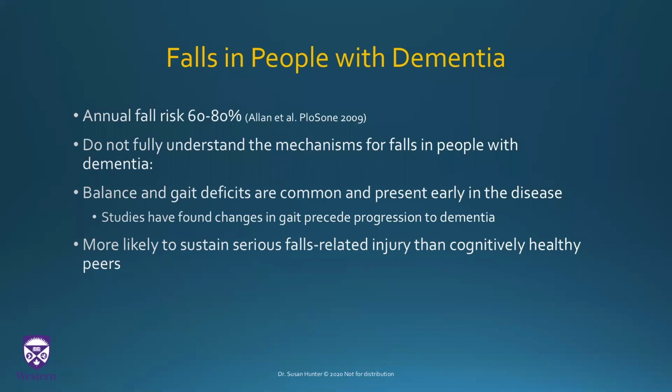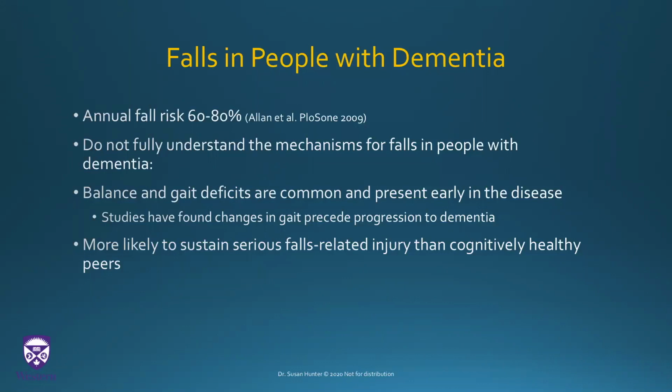We really don't fully understand all the mechanisms for falls in people with dementia, but we do know that balance and gait problems are common and present early in the disease. And actually studies have found that changes in gait precede progression of dementia or cognitive changes that we can actually measure with all our testing tools. One of the problems for people with dementia is that if they do fall, they are more likely to sustain serious fall-related injuries than their cognitively healthy peers. In particular, this relates to hip fractures.